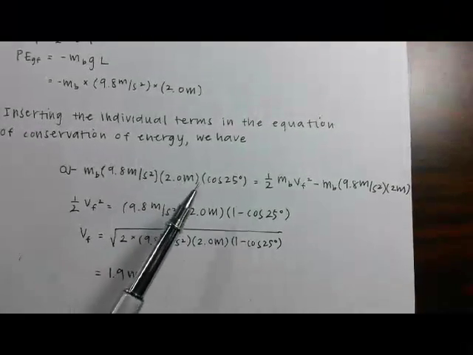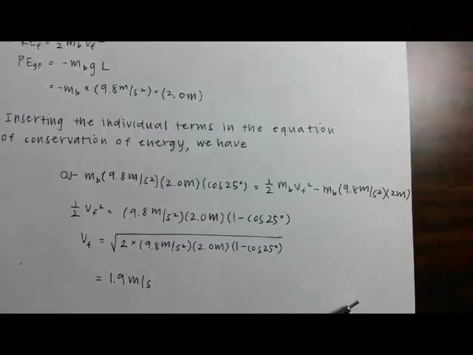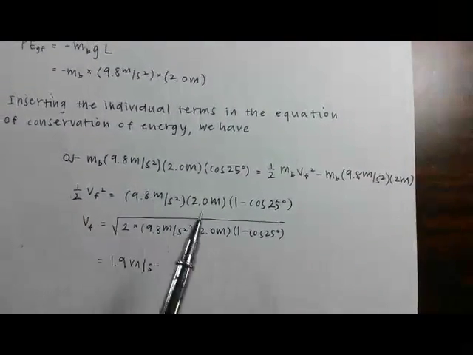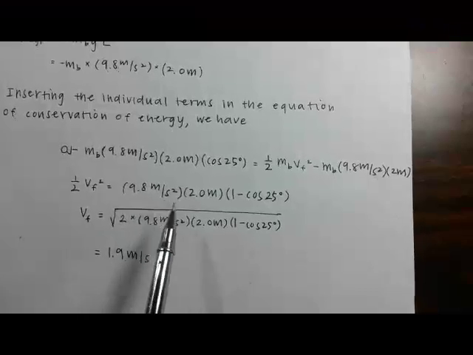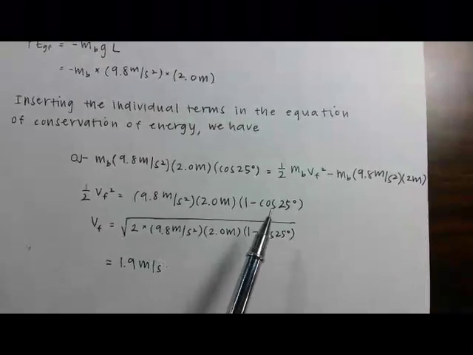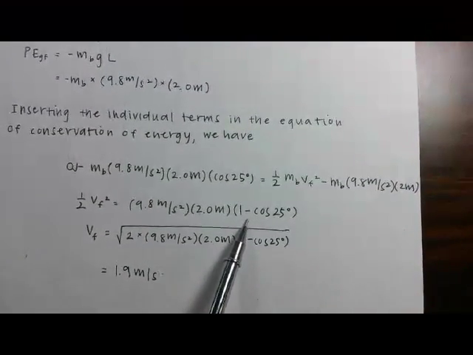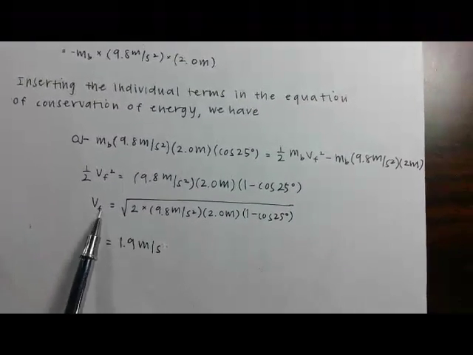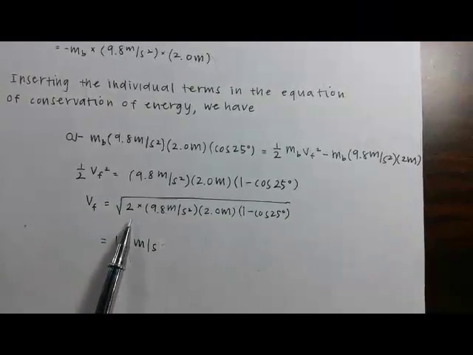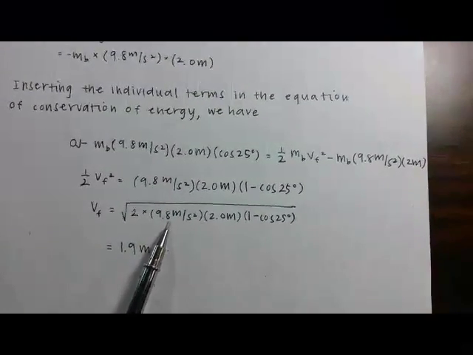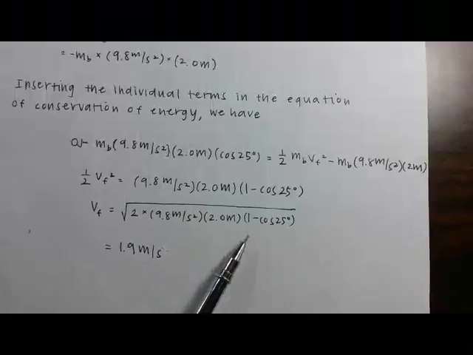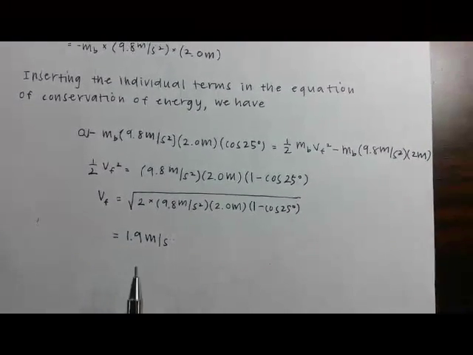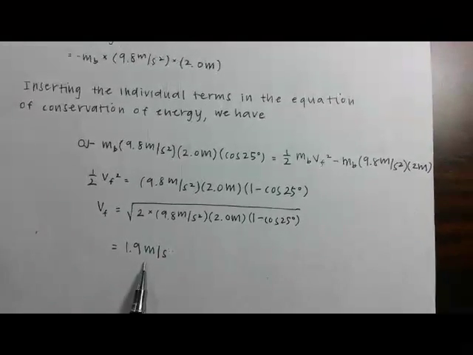Canceling the mass of the bob, mb, on both sides of the equation and rearranging it, we have 1/2 Vf squared equals 9.8 meters per second squared times 2 meters times 1 minus cosine 25 degrees. And then you will have Vf equals the square root of 2 times 9.8 meters per second squared times 2 meters times 1 minus cosine 25 degrees. And this will ultimately be 1.9 meters per second.